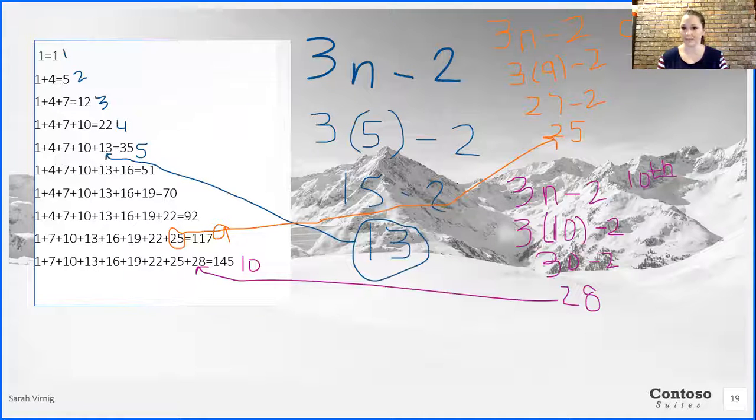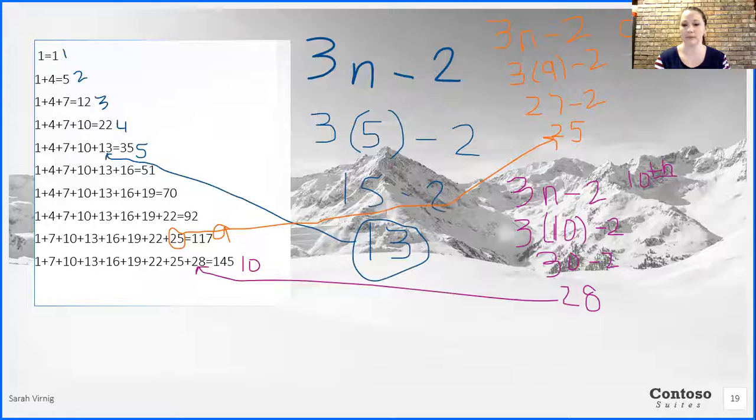Okay, let's try it again. For our 9th term, we set up the equation the same way, 3n minus 2. We substitute 9 for n, so we get 3 times 9 minus 2. 3 times 9 is 27, subtract 2 gives us 25. 25 is our 9th term. If we add up all the numbers, we get 117.